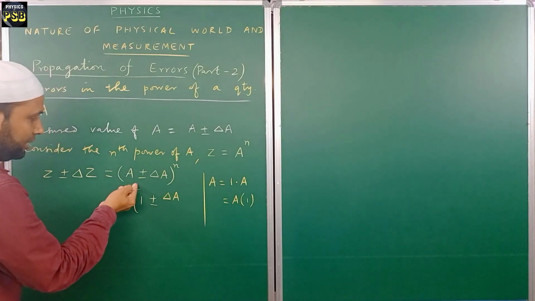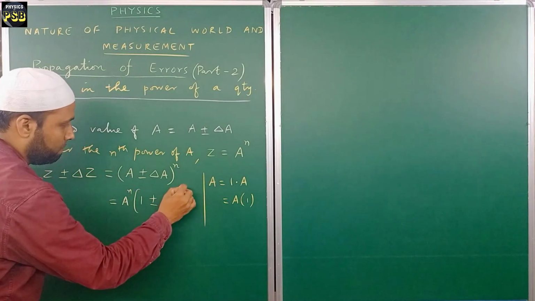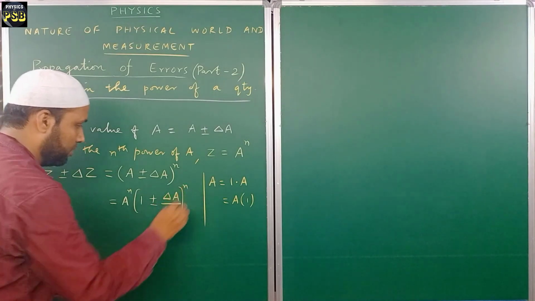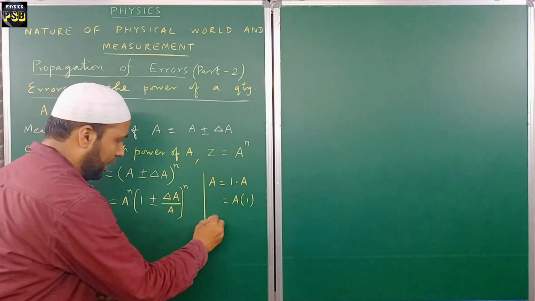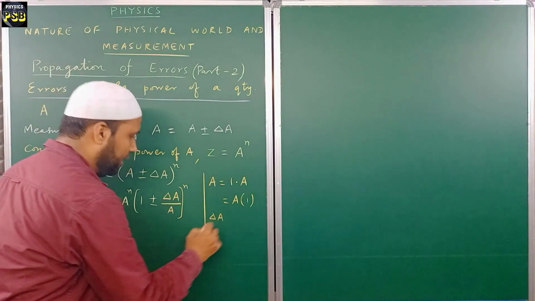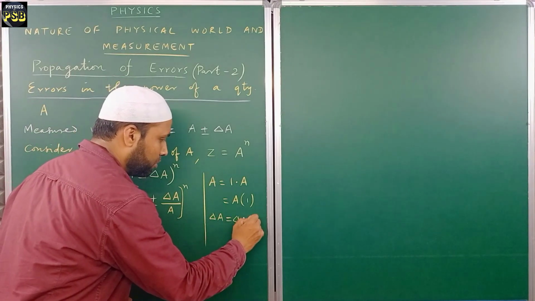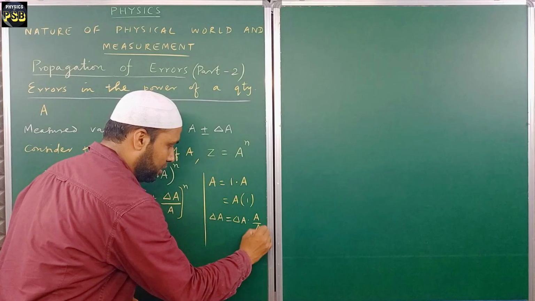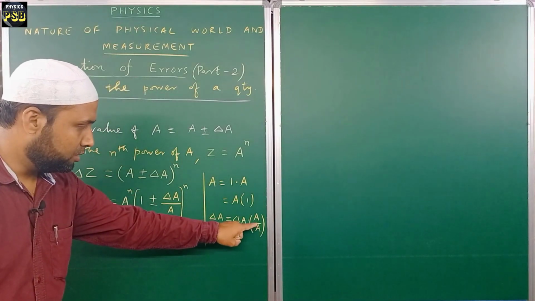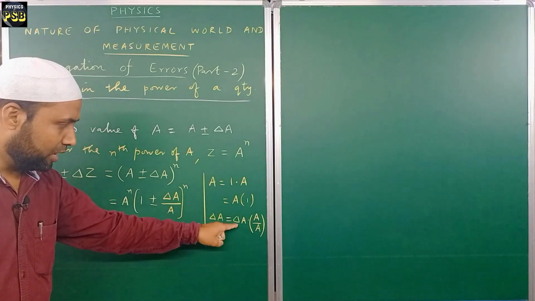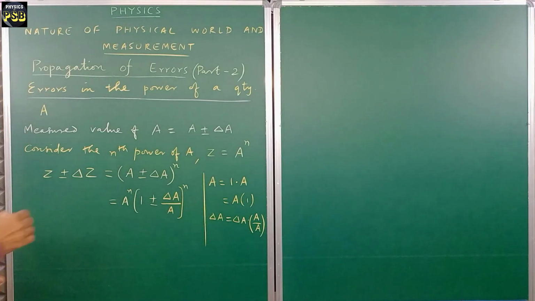Then here, when I take A out, I get delta A upon A, the whole over n. How is it so? Let me tell you. Here I can write delta A as delta A multiplied with the A and divided by A. So when I take A outside, what remains is delta A upon A. This is what I have written here. Understand?